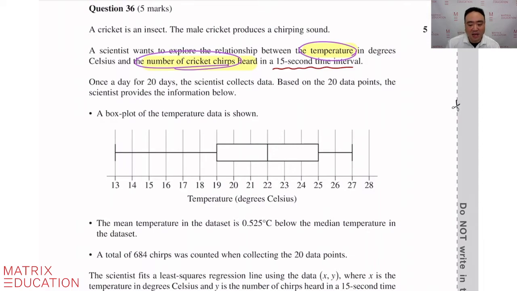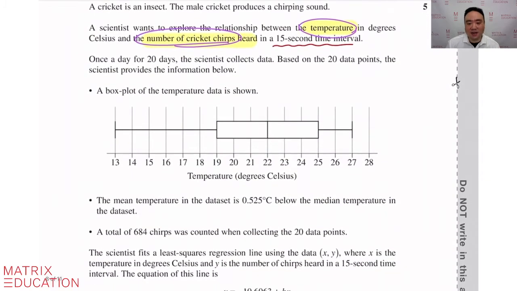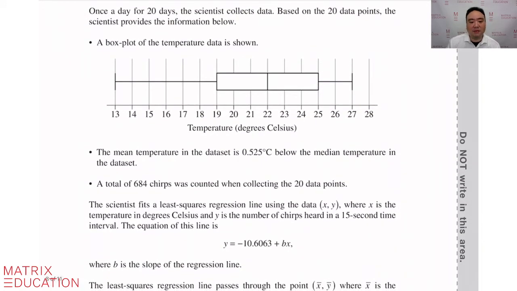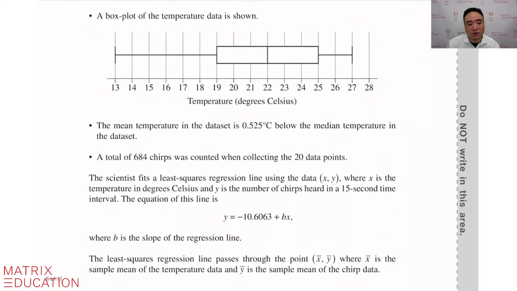Once a day for 20 days, the scientist collects data, based on 20 data points. The scientist provides the information below. This is given to you, so based on this box plot, we have the 13 degrees. This is temperature, so 13 degrees is the minimum value of the temperature. This is the first quartile, this is the second quartile or the median. This is the third quartile where 75% of the data lies below it, and that here is the maximum temperature.